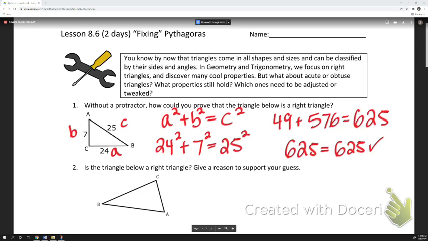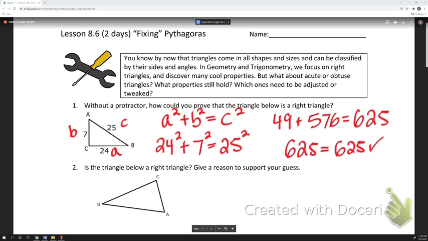All right, this is how we mathematically prove that it's a right triangle, right? With Pythagorean theorem. Yes? Okay, right now, I want you to try number 2, and then we'll discuss number 3. Number 2, is it a right triangle? Give a reason to support your guess.